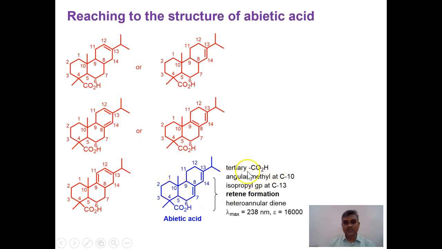It contains the angular methyl group at the C10 position and the isopropyl group at the C13 position. There is retene formation. It's a heteroannular diene, and the lambda max for this is 238 nanometers.